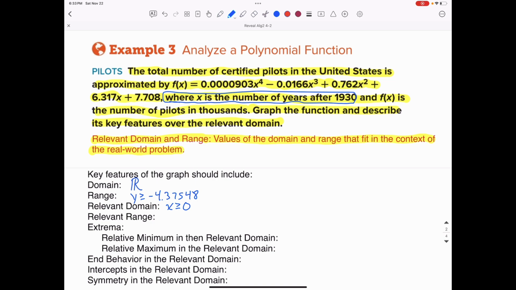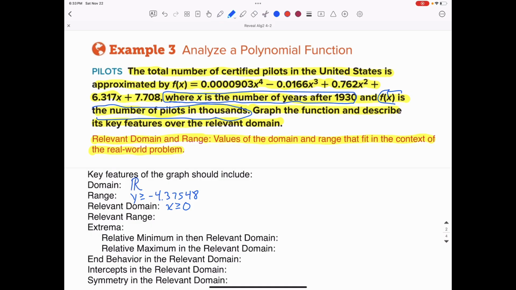Since the relative domain is x is greater than or equal to 0, the only quadrant we're going to be dealing with is quadrant 1. We're not going to be dealing with quadrant 4 either, because in quadrant 4 the y values are negative, and f of x is the number of pilots in thousands, which means we can't have a negative number of pilots. So we're only going to be dealing with quadrant 1 when we analyze the rest of this graph.